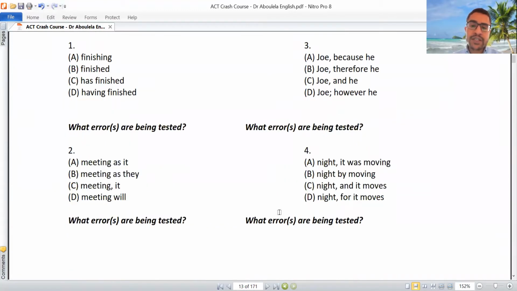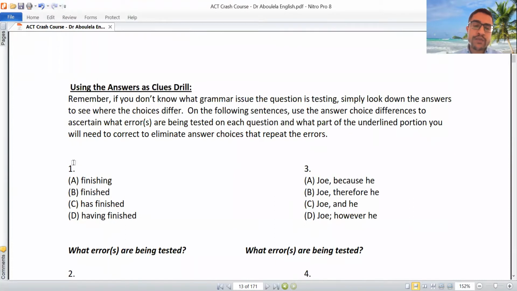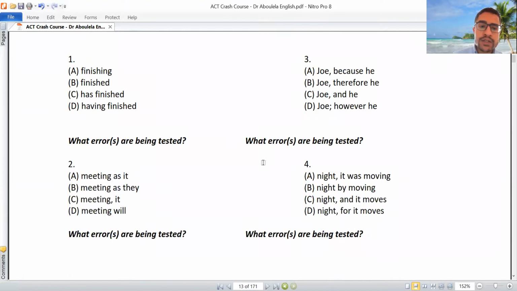So let's practice this. Here are 4 sentences to practice. If we look at the first one, finishing, finished, has finished, have finished. When you think about it, number 1 would be testing subject-verb agreement. But also the verb tense because you have finished and has finished in the present, finished in the past. So these are the types of errors being tested here.